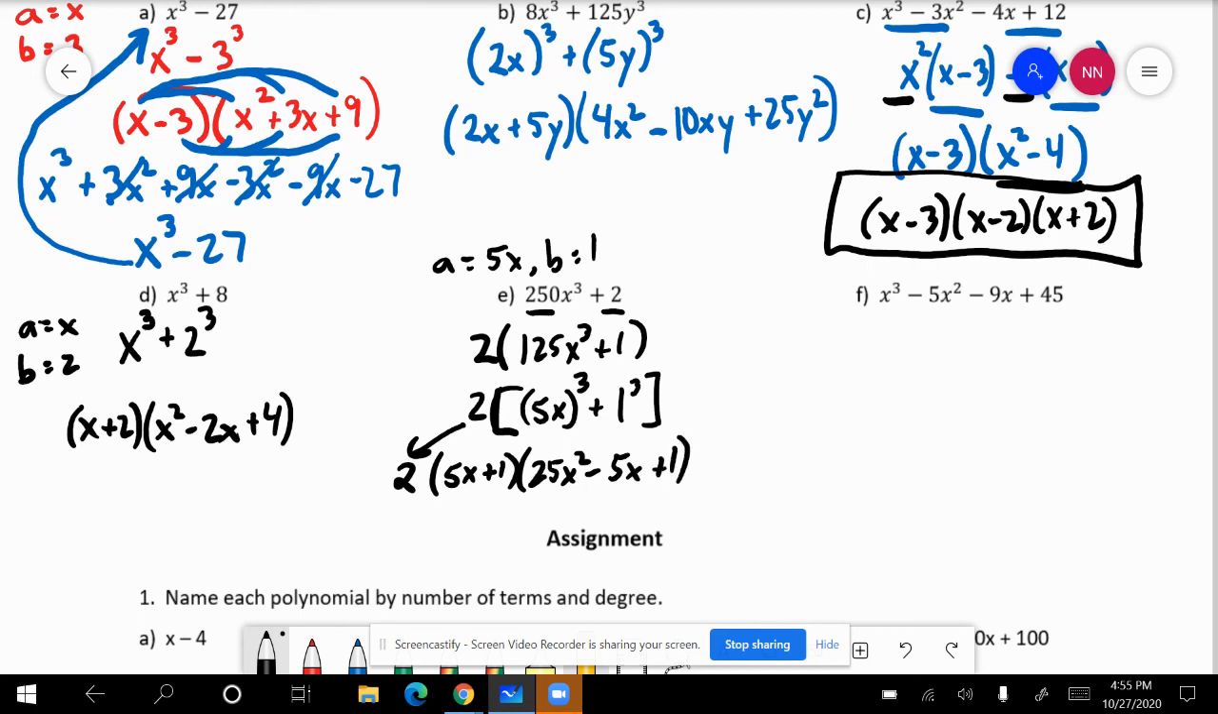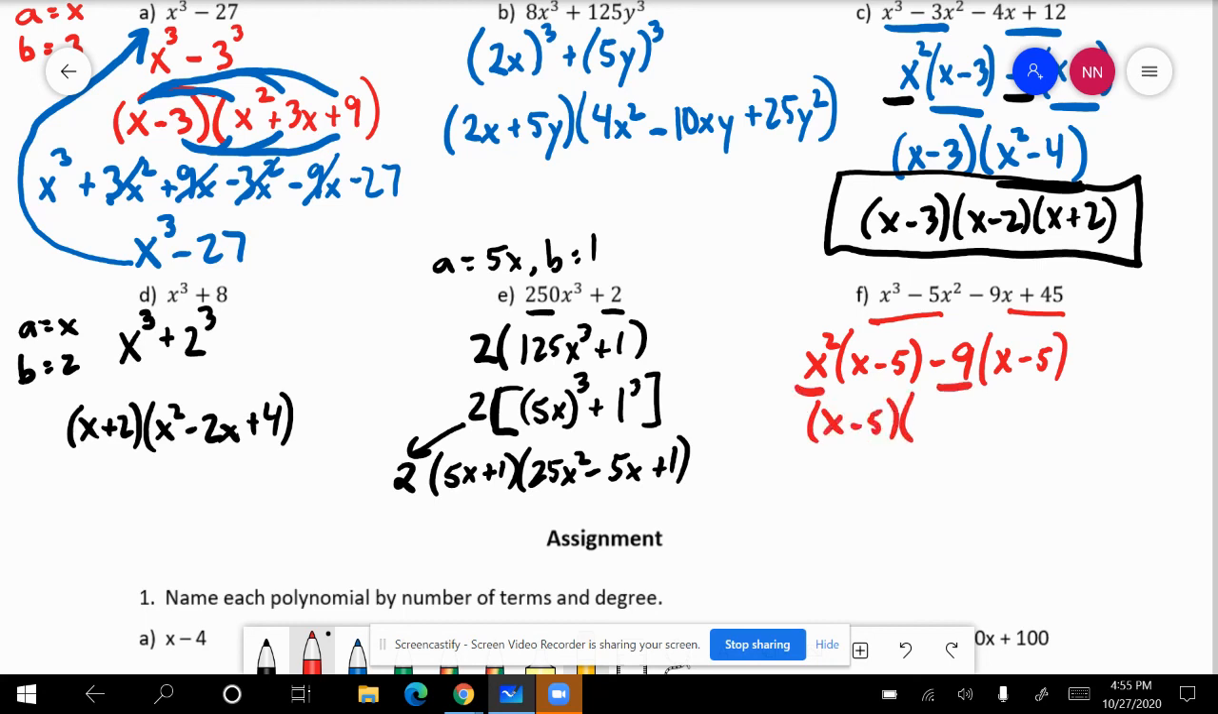For our last one, notice that we have 4 terms, so we're going to factor it by grouping. We're going to factor out an x squared, and that gives us x minus 5. Then we factor out a negative 9, and that gives us x minus 5. So we're left with an x minus 5 and an x squared minus 9. X squared minus 9 is a special factoring pattern. It's a difference of squares, so we write it as x minus 3 and x plus 3.